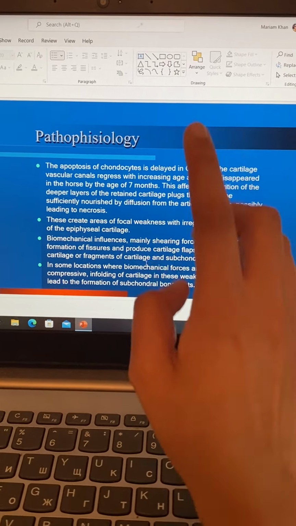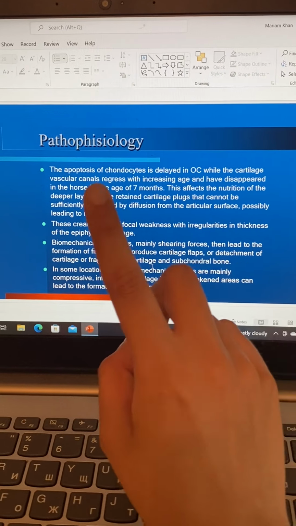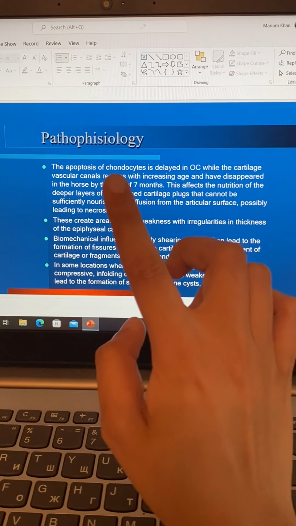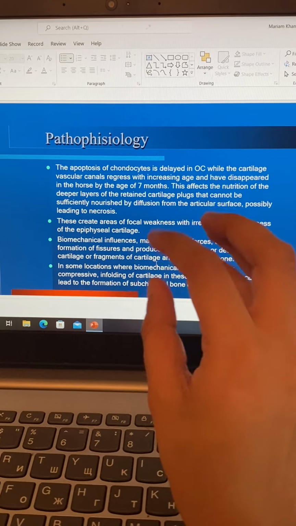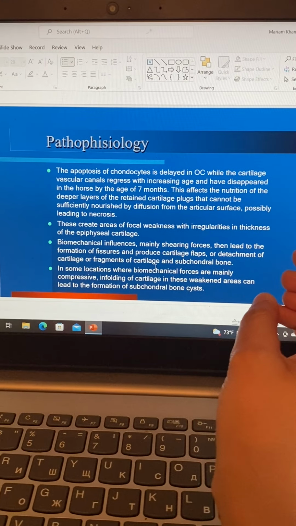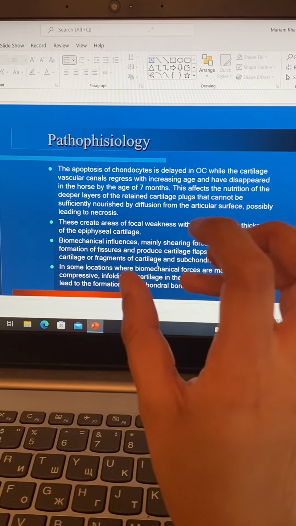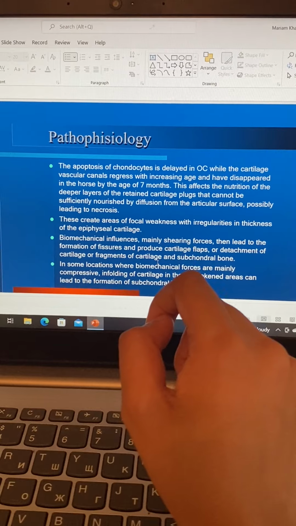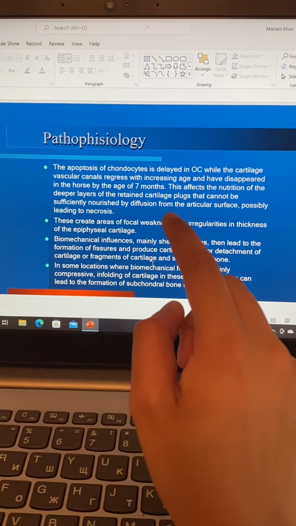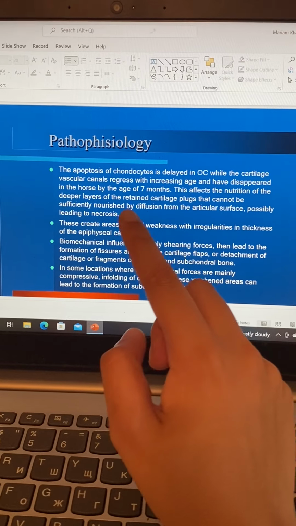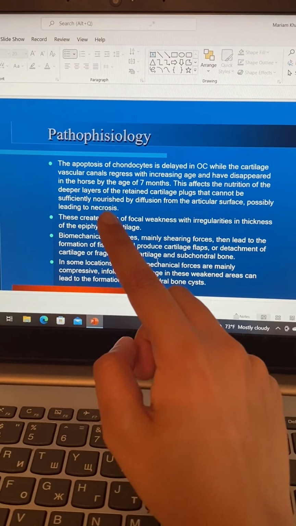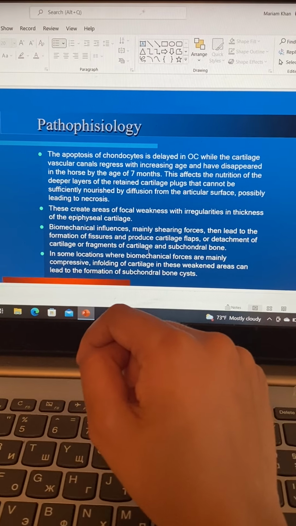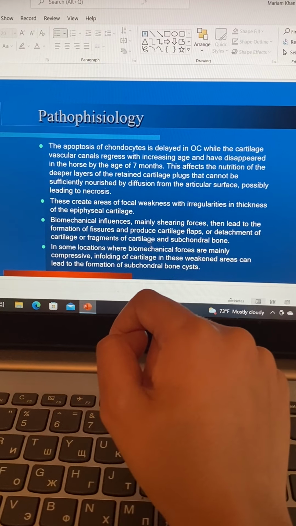Sorry. Okay, so when we have osteochondrosis, the death of the cartilage cells is slow, while the cartilage vascular canals, so the blood vessels, regress as the animal gets older. Because as I said, remember, when an animal is young, cartilage is vascularized. Later in life, cartilage isn't. And this is up to 7 months of age. This affects the nutrition of the deeper layers of the retained cartilage that can't be sufficiently nourished, and this leads to necrosis. So you get an area of weakness with irregularities, like thickness of the epiphyseal cartilage, for example.